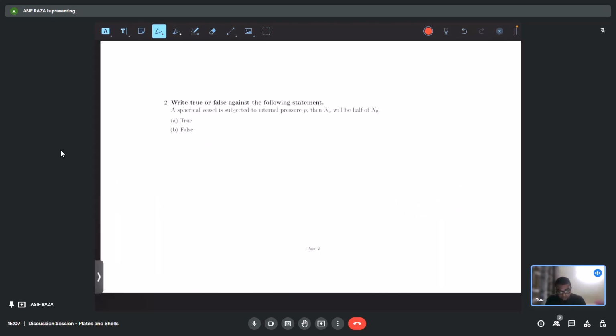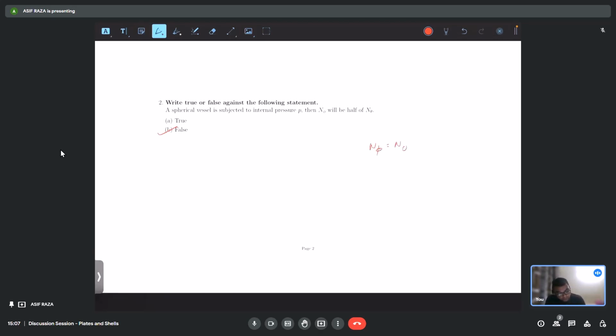Now let's solve the second question. It's a true and false question. The question is, a spherical vessel is subjected to internal pressure P, then N phi will be half of N theta. So this statement is false, as in this case N phi is equal to N theta, as it is a spherical vessel.